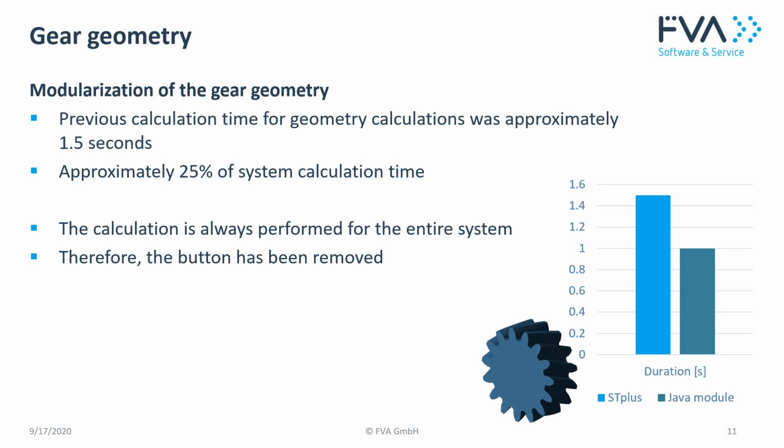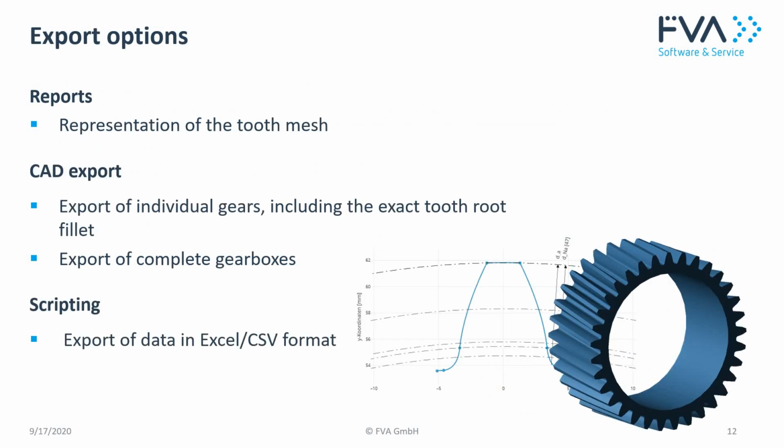Another new development is that the geometry is always calculated for the entire system, and so the button to perform that calculation has been removed, as it's no longer necessary. Updated export options in the gear geometry calculation include representation of the tooth mesh in reports, and both the individual gears, including exact tooth root fillet, and complete gearboxes can be exported in CAD format, and this data is also available to the scripting engine and can be exported in Excel or CSV format.